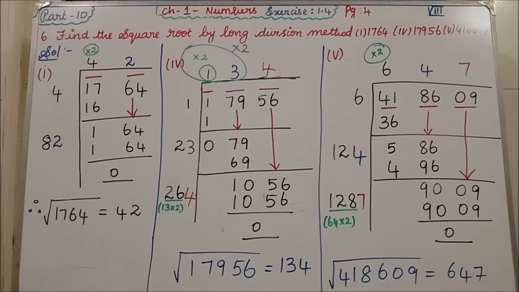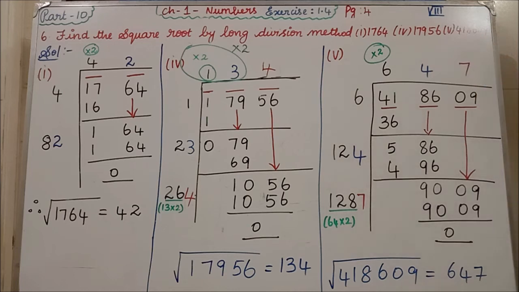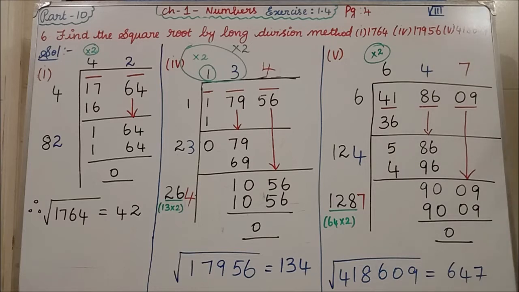Next, we will see the fifth subdivision. What is the question they have given? 4,18,609. From the last only you have to group two numbers. See, 09 one group, 86 one group, then 41 is one group. Okay. Now, after grouping, what is the first step you have to see?